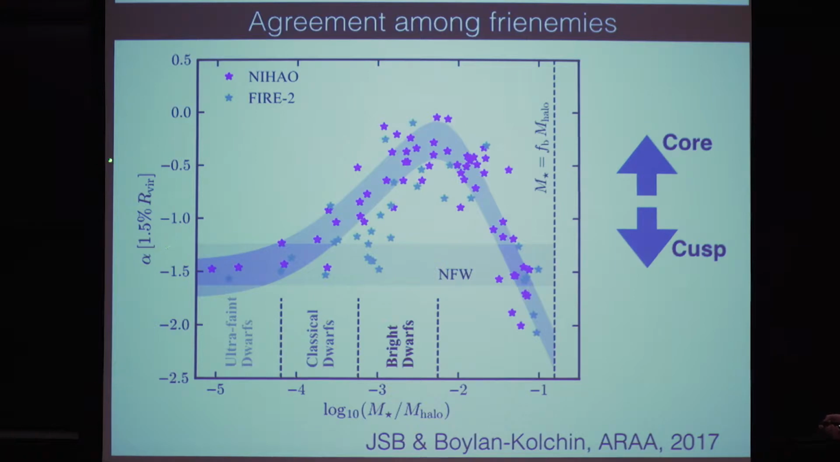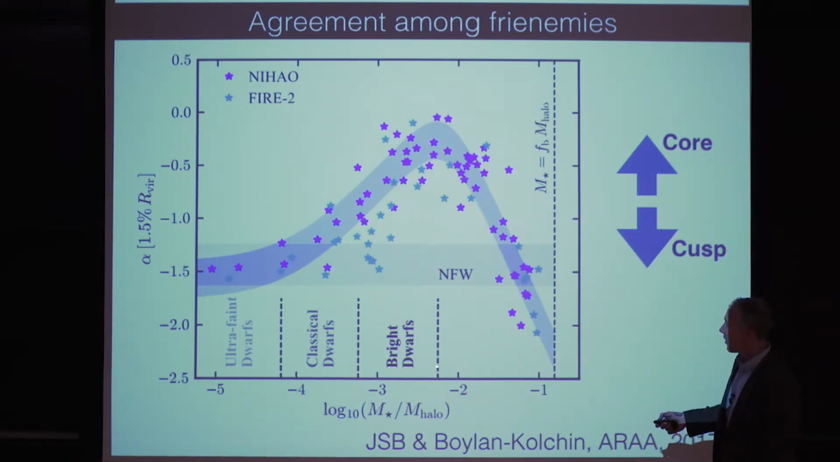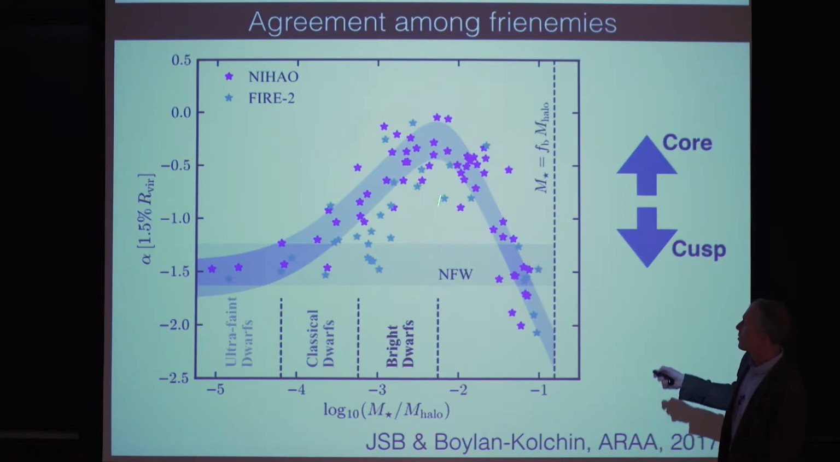What's plotted here is the log slope of the density profile at about the radius where the stars live, at about the half-light radius. The point is, the closer to 0 this slope is, the more like a core it is. So up here is core-like, down here is cusp-like. And NFW lives right in this band right here. Both simulation groups broadly see the same thing, in that there's a characteristic scale in M star over M halo of a few times 10^-3 where you get maximal core formation.